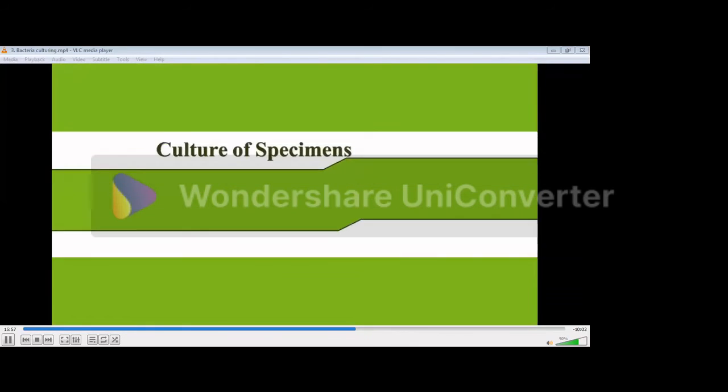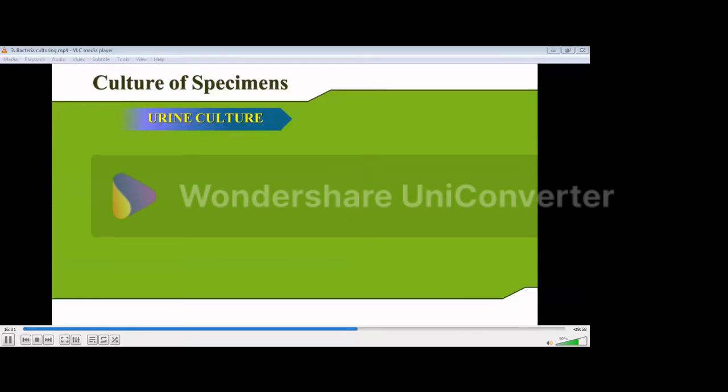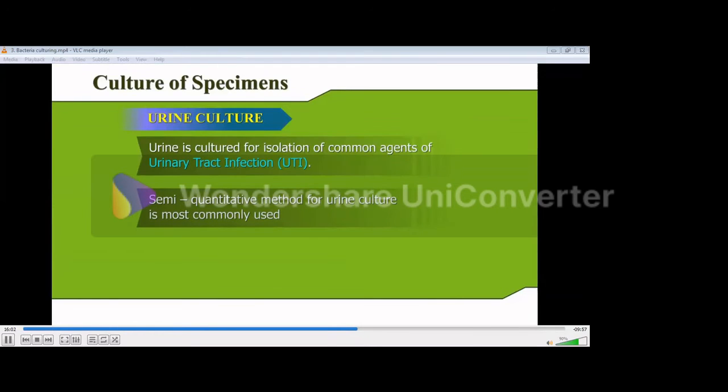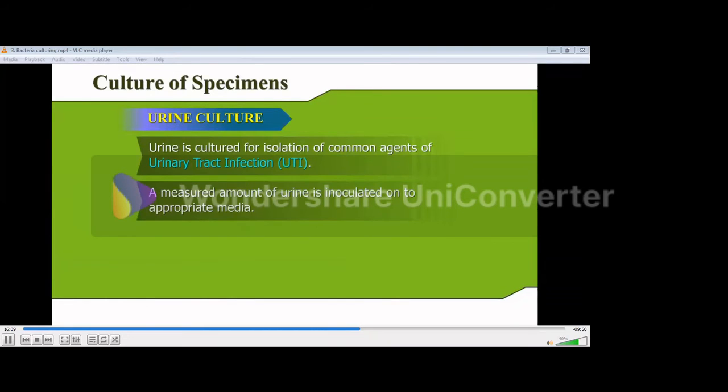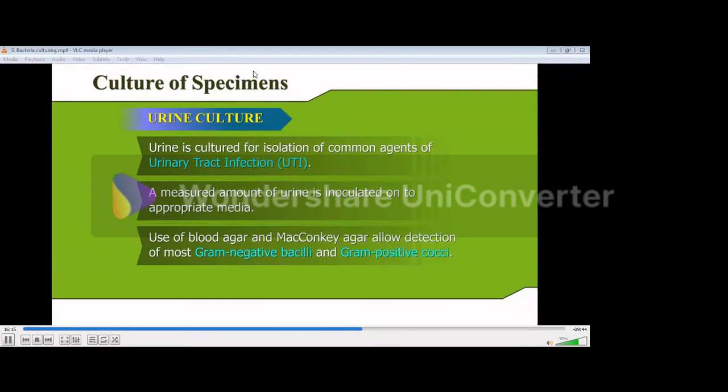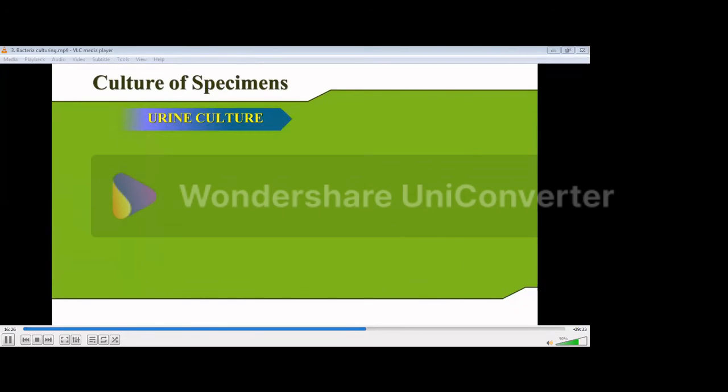Culture of specimens. Urine culture. Urine is cultured for isolation of common agents of urinary tract infection. A measured amount of urine is inoculated onto appropriate media. Use of blood agar and MacConkey agar allow detection of most gram-negative bacilli and gram-positive cocci. The urine should be mixed thoroughly before plating.